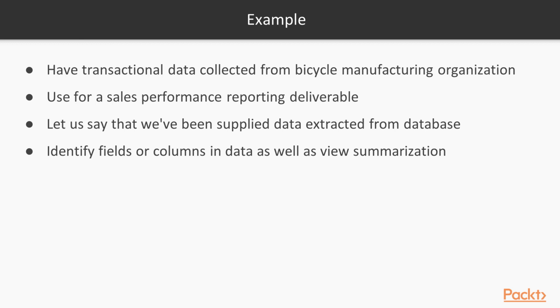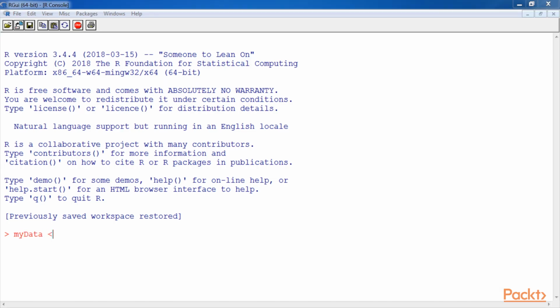Typical of these types of projects, let us say that we've been supplied data extracted from a database in CSV format. Now, using R commands, we can identify the fields or columns in the data, as well as view a summarization. We first use the read.csv to load our data file into an R data frame object. This is the location of our file.